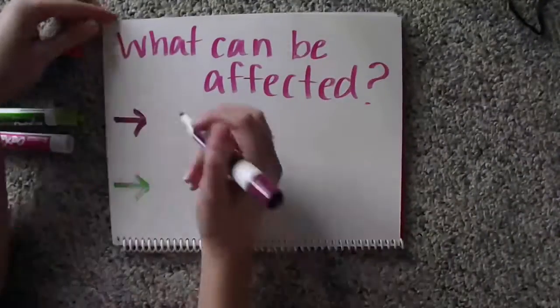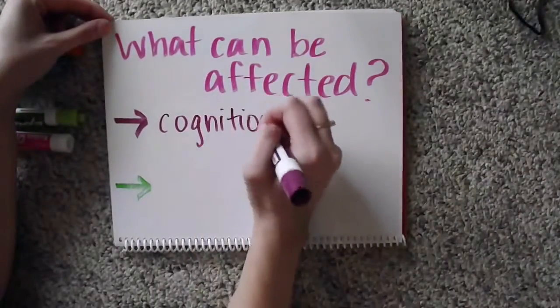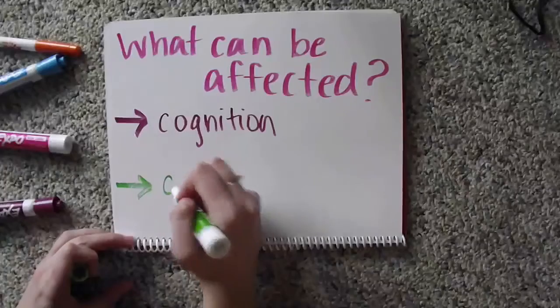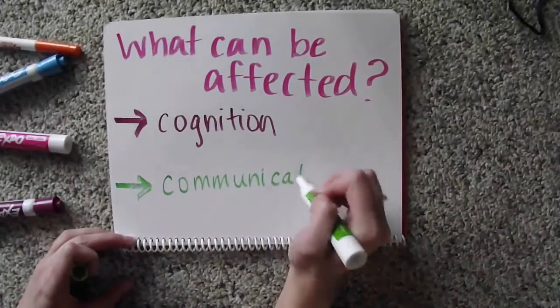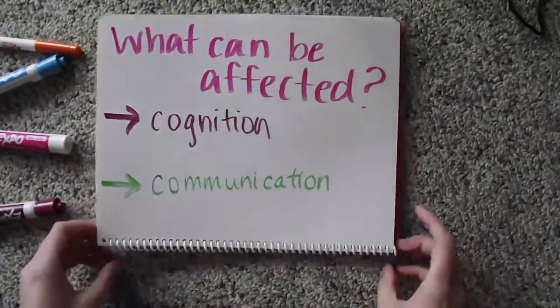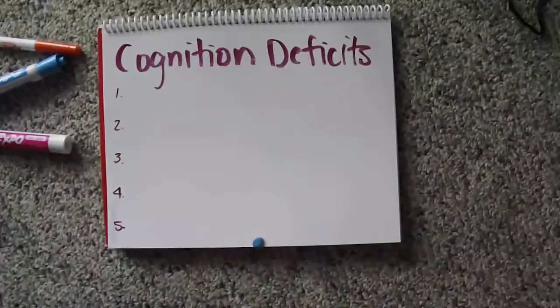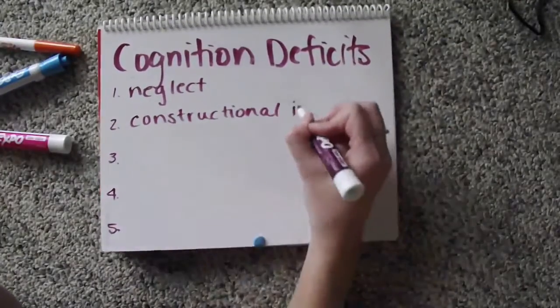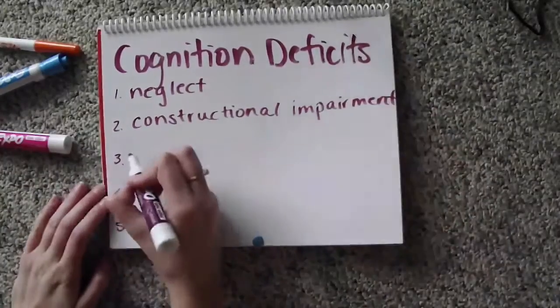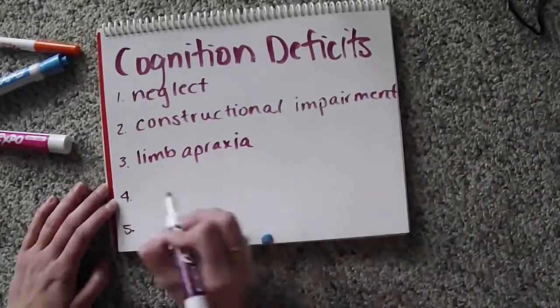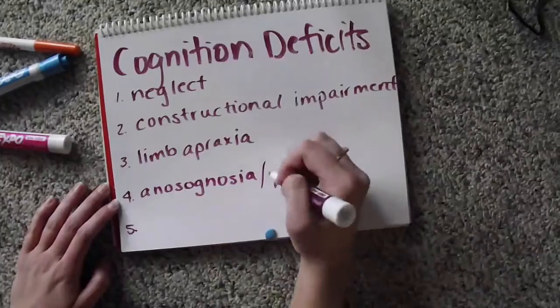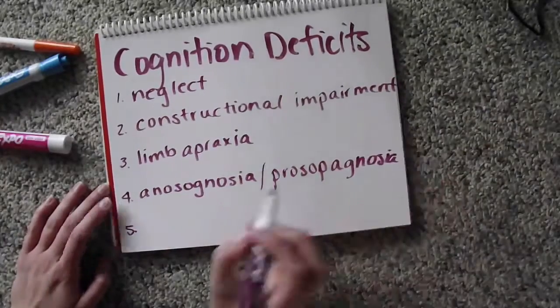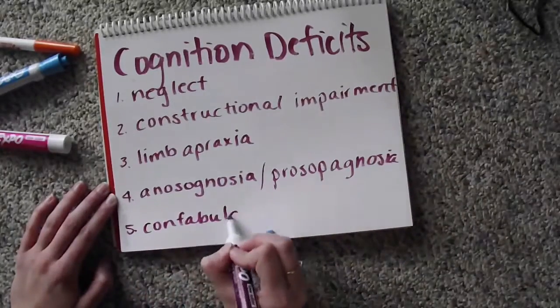Right hemisphere damage can impact an individual in many ways. Two of the main areas that can be impacted are an individual's cognition and communication. Cognitive deficits from right hemisphere disorder can manifest in many ways. Some of these ways include disorders such as neglect, constructional impairment, limb apraxia, anosognosia and prosopagnosia, and confabulation.